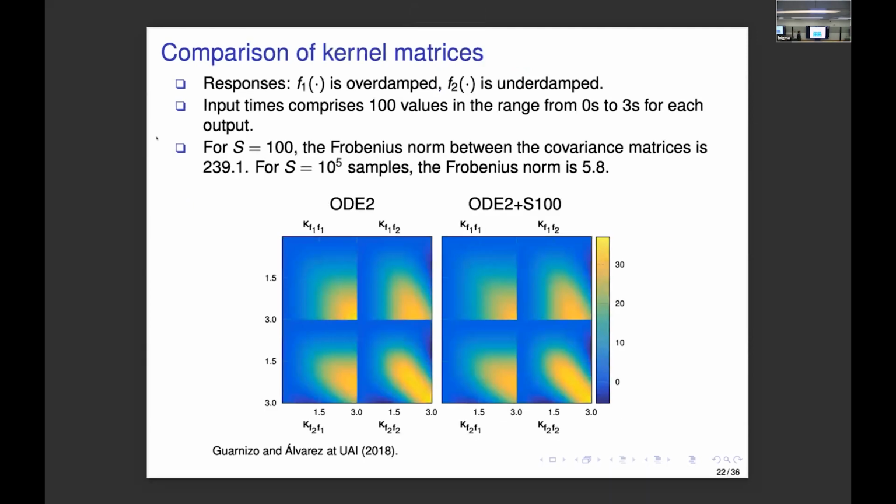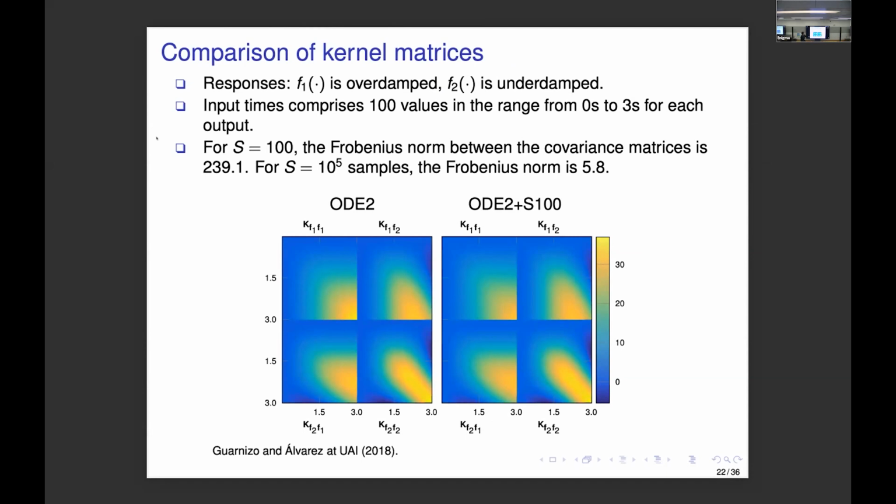So what I'm showing here is the computation of this covariance matrix for two outputs, output 1 and 2. This is a second order system: one is overdamped and the other is underdamped. And here is the full covariance for the exact ODE2, so it's solving the two integrals that I showed you before exactly, analytically. And this one is the approximation using just 100 features.